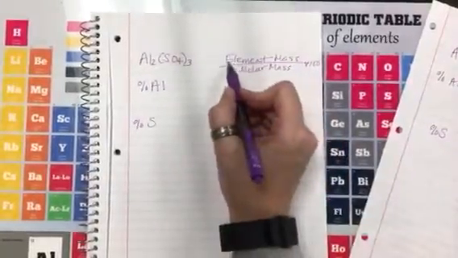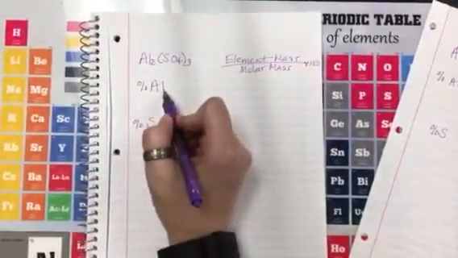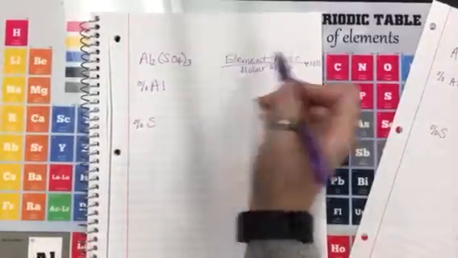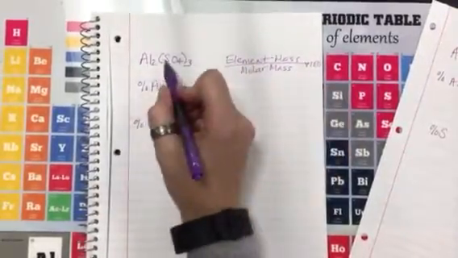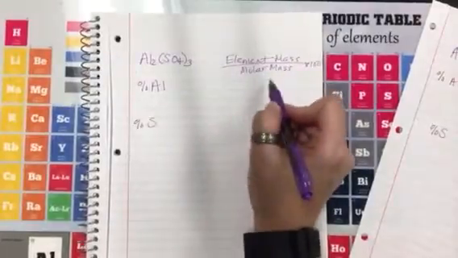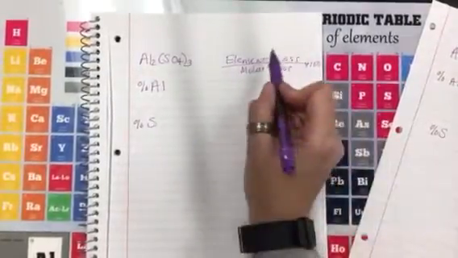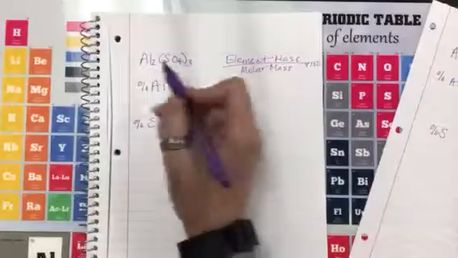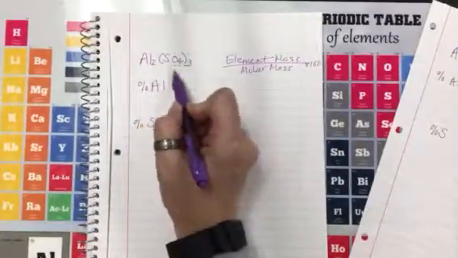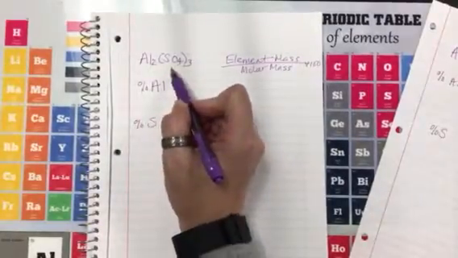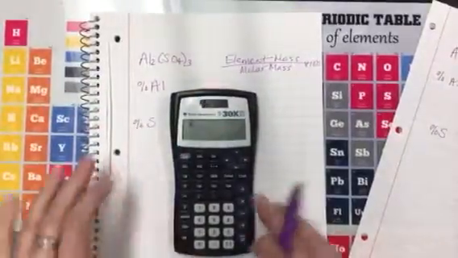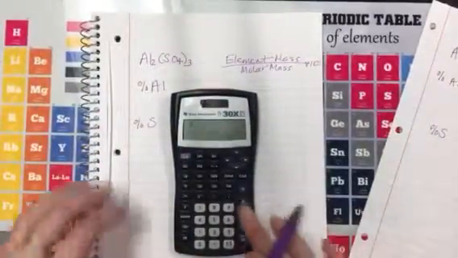So we find the mass of, like in this one, if we're finding aluminum, it would be the total aluminum mass divided by the molar mass, or all of the sulfur mass divided by the molar mass. Any percentage is always a part divided by a whole. So the first thing we need to do is find the molar mass of this compound right here. In order to do that, I need to know the masses from the periodic table.